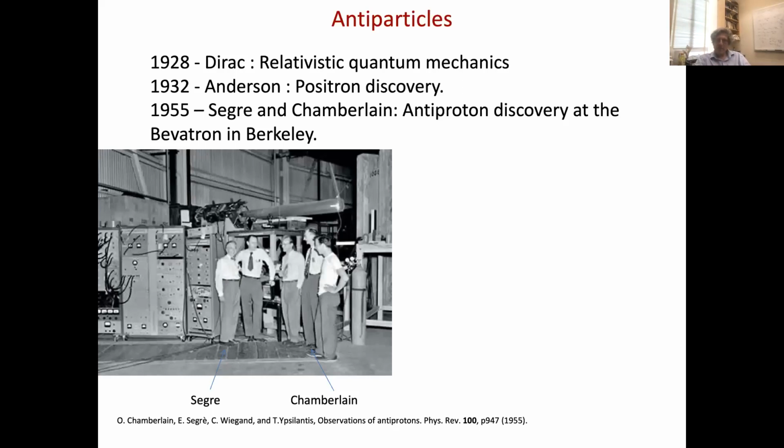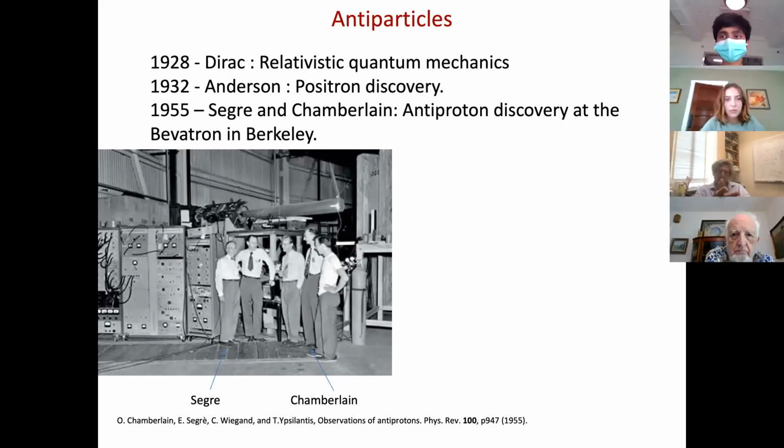Where was the anti-proton discovered? Right here in town, in Berkeley, at Lawrence Berkeley Lab, at the Bevatron. I'm not sure any of you have visited Lawrence Berkeley Lab? I can't see raised hands. Some of you may have visited. You may actually know where the Bevatron is. So here you can see Segre and Chamberlain, who won the Nobel Prize for this discovery, along with Wiegand and Ypsilantis. Observation of antiprotons, 1955.